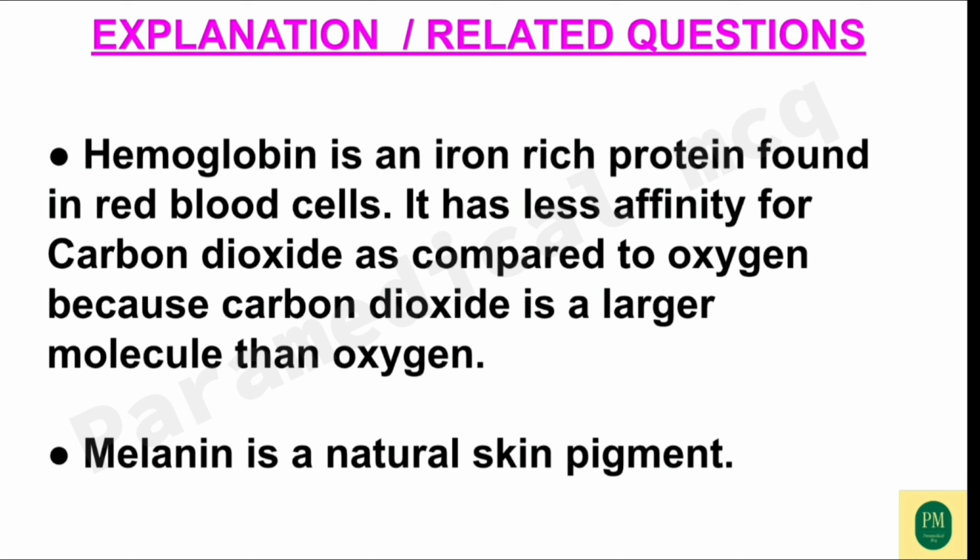Hemoglobin is an iron-rich protein found in red blood cells. It has less affinity for carbon dioxide as compared to oxygen because carbon dioxide is a larger molecule than oxygen. Melanin is a natural skin pigment.